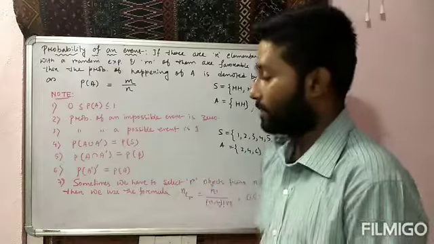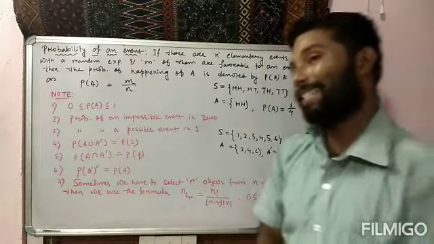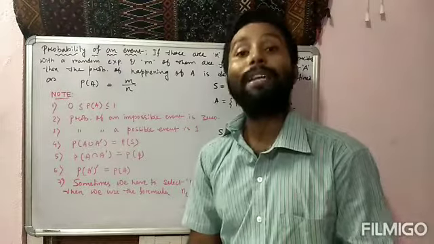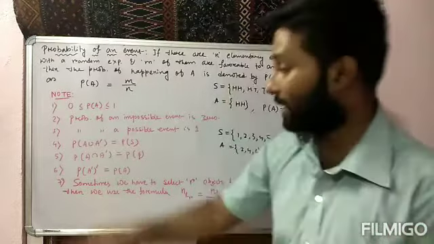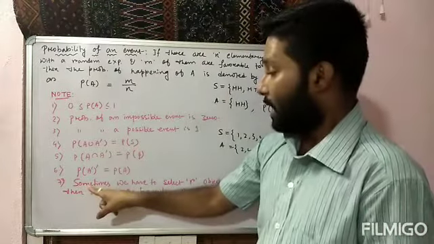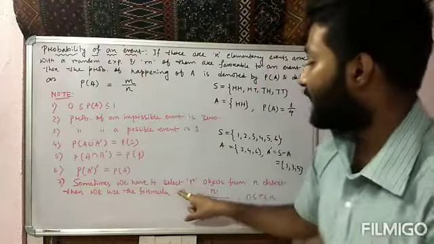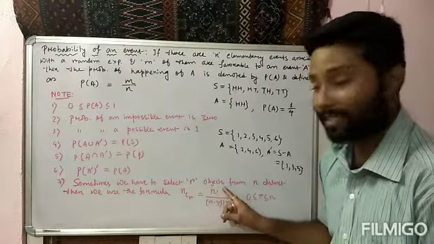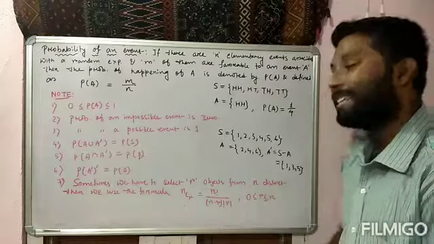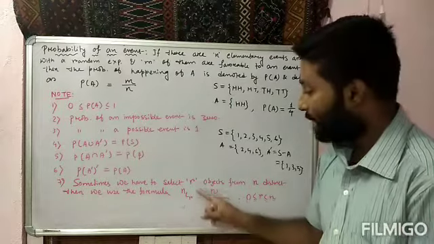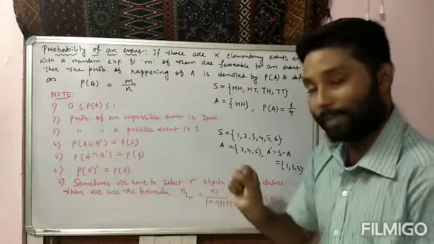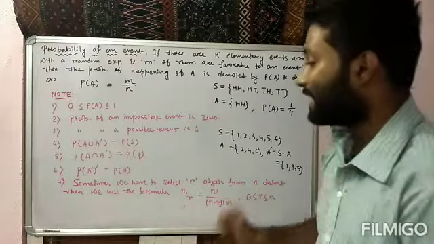The next one is, मैं बोला था पहले ही प्रोबेबिलिटी में सेट्स का कॉन्सेप्ट चाहिए, थोड़ा सा कॉम्बिनेशन का कॉन्सेप्ट भी चाहिए. Look at the number 7. Sometimes we have to select R objects from n distinct things.